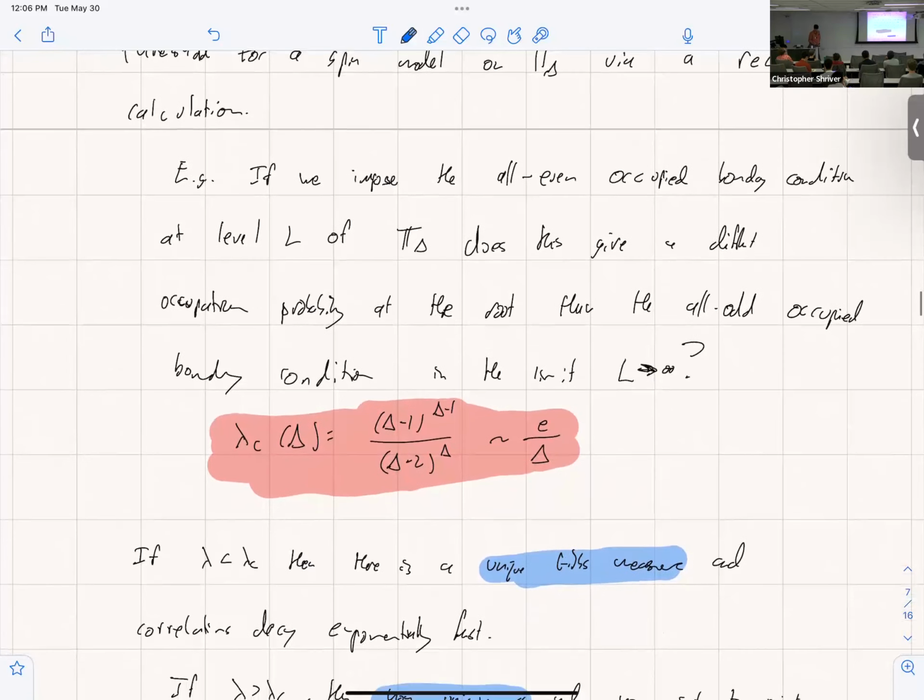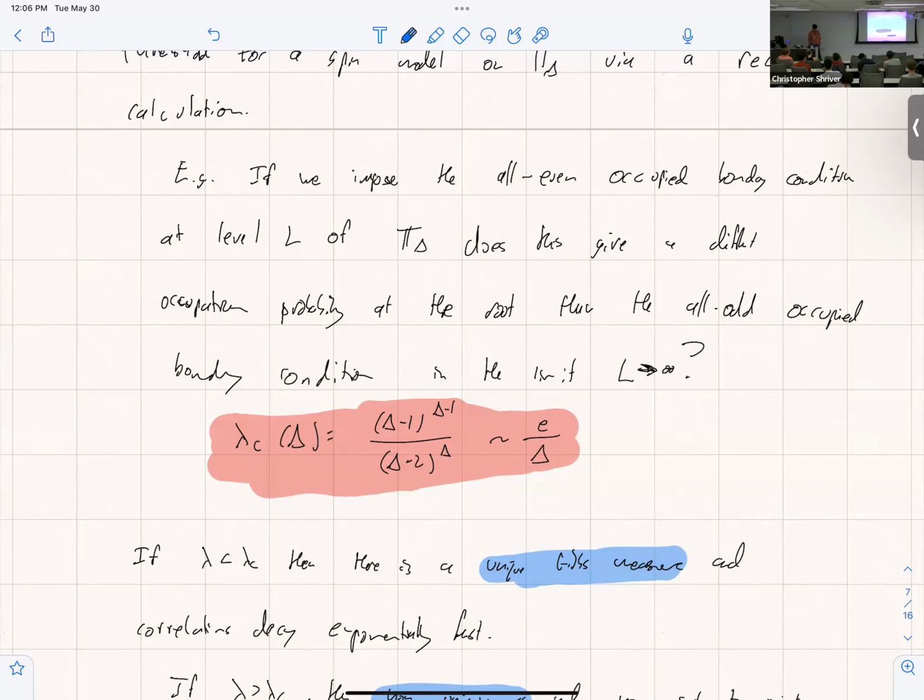So let's call this lambda critical of delta, and it's some explicit function: (delta minus 1) to the (delta minus 1) over (delta minus 2) to the delta. But think of this for large delta, this is like e over delta. And you'll see this e later this week.